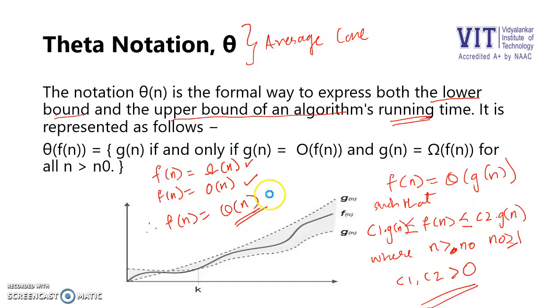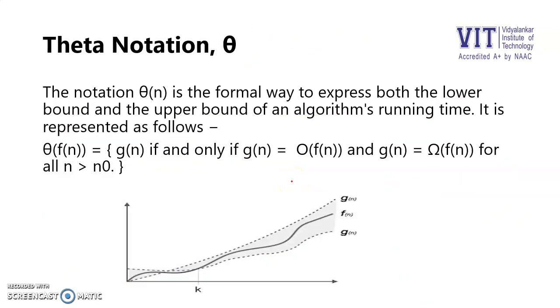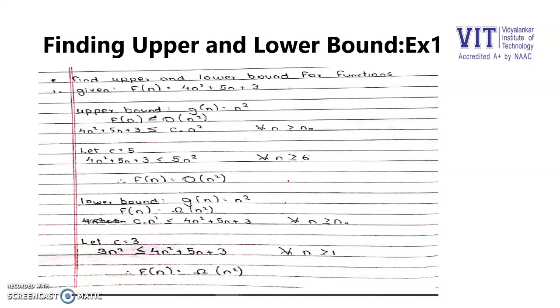Now let us see another example. In this example, I've been asked to find the upper and lower bound. The function is 4n square plus 5n plus 3. Now I want to find the upper bound. The highest order is n square, so let g of n be n square, correct? Since this will be the upper bound, f of n is big O of n square, because the highest order is n square, it is quadratic.